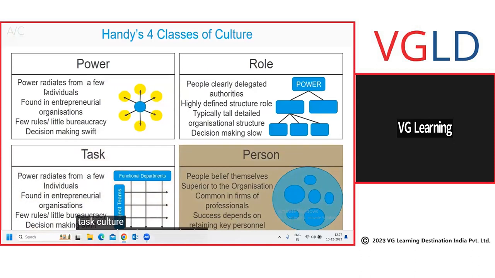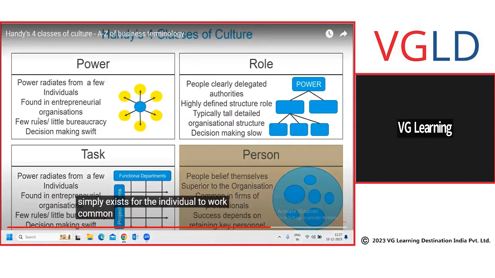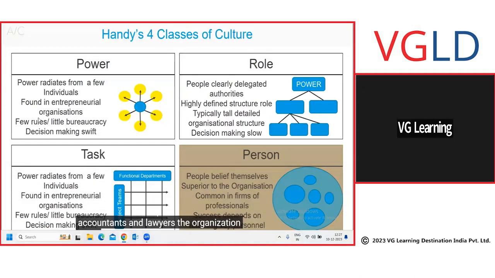Person culture. In an organization with person culture, individuals see themselves as unique and superior to the organization. The organization simply exists for the individual to work. Common in firms of professionals such as accountants and lawyers, the organization is full of people with similar training, background, and expertise. Power lies in each group or individual. The success of a person culture organization depends on retaining key personnel.